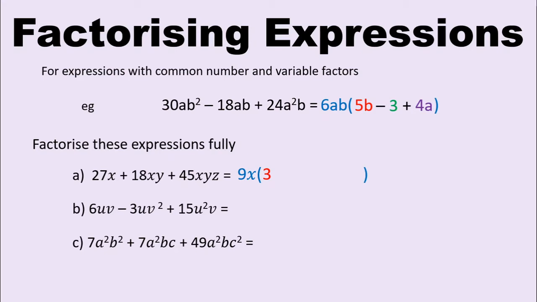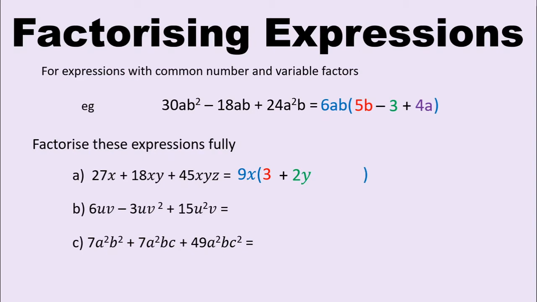18xy divided by 9x. 18 divided by 9 gives me 2. The x will cancel out, so it'll just be positive 2y. Don't forget that plus sign, and it is a plus sign because I divided a positive term by a positive.